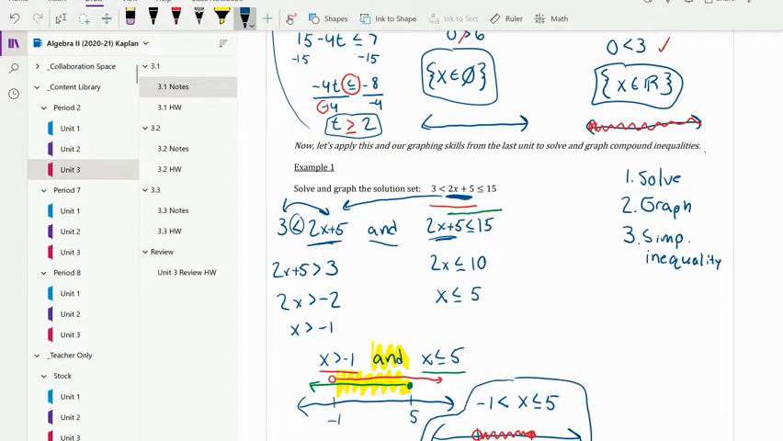Okay, and that's why I had you start working on that on your last review, on your last test, because I knew we would be starting to do that here. So it's important that we can now look at this graph here and be able to tell me, okay, well, that is the equivalent of negative 1 is less than x is less than or equal to 5, right?